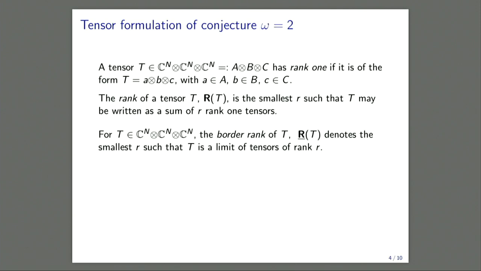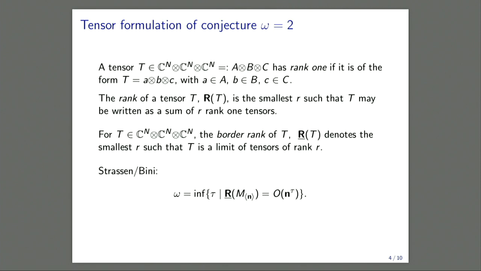If you have a tensor, now this is new to tensors, it doesn't happen with matrices, rank is not semi-continuous. So there's this notion of border rank, which is the smallest r such that the tensor is a limit of tensors of rank r. And these are different notions in the tensor world. They're the same for matrices. And Strassen and Bini proved that this is a valid way to study the exponent of matrix multiplication. So this tensor language is an appropriate language for studying the exponent of matrix multiplication.